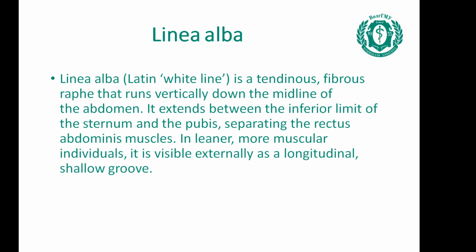Linea alba. The translation from Latin is white line. It is a tendinous, fibrous raphe that runs vertically down the midline of the abdomen. It extends between the inferior limit of the sternum and the pubis, separating the rectus abdominis muscles. In leaner, more muscular individuals, it is visible externally as a longitudinal shallow groove.